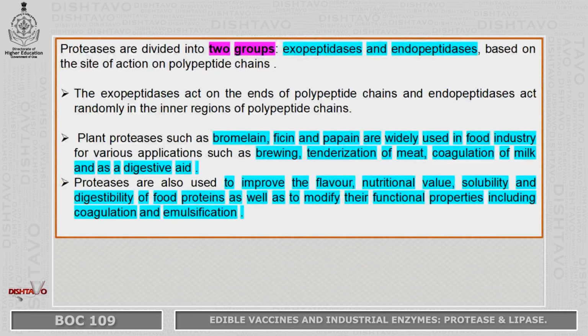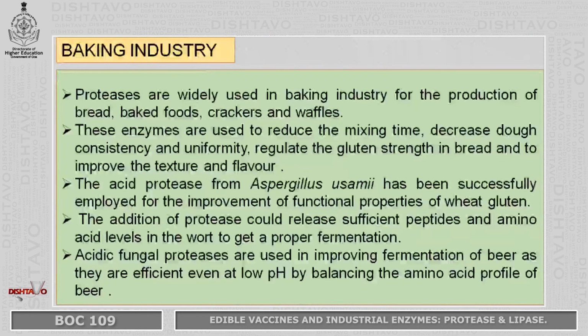Proteases also help to improve flavor, nutritional value, solubility, and digestibility of food products and proteins, as well as to modify their functional properties, including coagulation, emulsification, etc. They are also widely used in the baking industry for the production of bread, baked fruits, crackers, waffles, etc. These enzymes are used to reduce mixing time and decrease dough consistency and uniformity. They also regulate the gluten strength in bread and help to improve the texture and flavor.